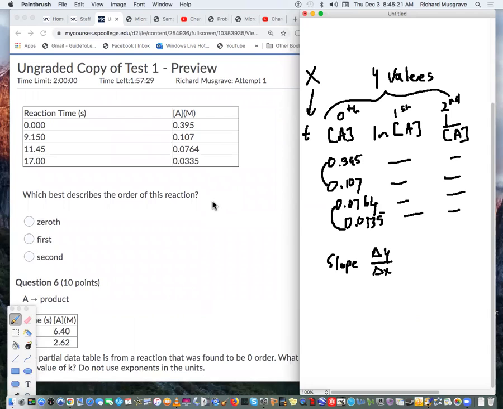Is that okay, Alex? Yeah, that's perfect. Okay. But again, I have a video for question 5 below the link to the ungraded copy of test 1, and it goes through and shows you exactly how to do that. It does a full example. So you should look at that as well.